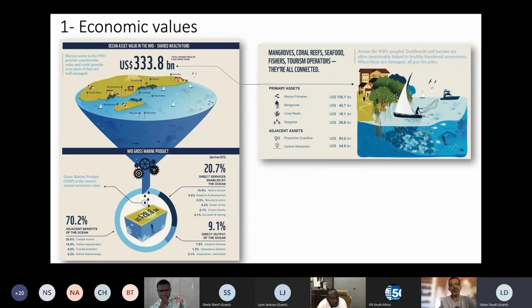Boston Consulting Group pulled together, from global data sets, what we could extract for national statistics, and really looked down at the bottom, at the right, at the various primary assets that we use in the ocean. So marine fisheries, mangroves, coral reefs, seagrasses, but then also the coastline, the productive coastline, and carbon absorption, such as in mangroves and seagrasses.